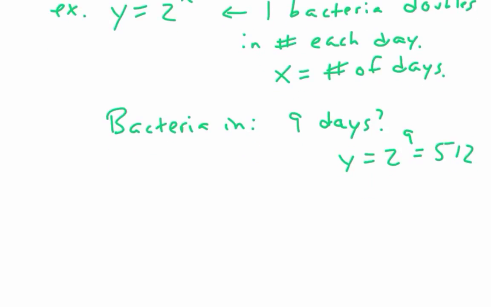You with me so far? If we were to double that and say 18 days, it's going to be more than 512. A guess would be it's going to be about how many? We have twice as much time. Number of bacteria would be 1,024. Feels pretty logical, right? That you have twice as much time.